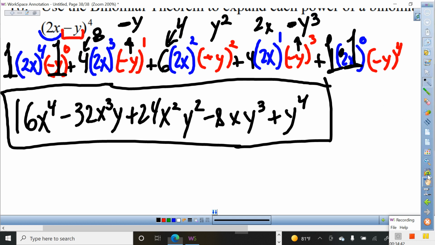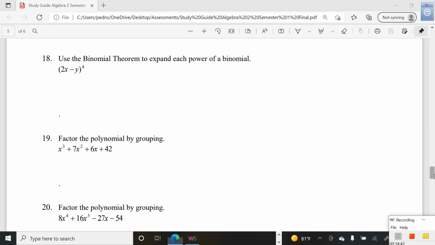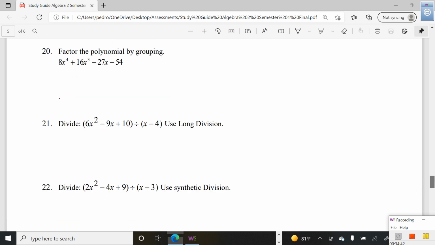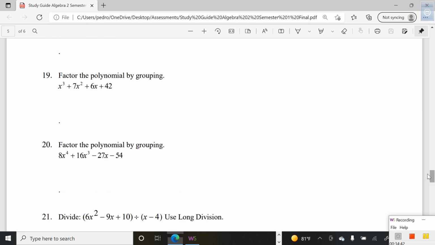Now, just in passing, guys, number 19, check this out. 19 is factor by grouping, as well as number 20. See, you should be able to do those. We did them on the warm-ups, and also 21 and 22. See if you can go all the way to that for today at your home place.